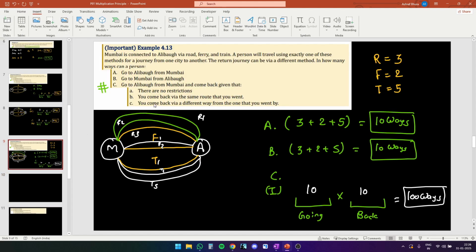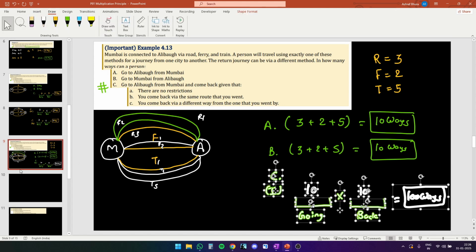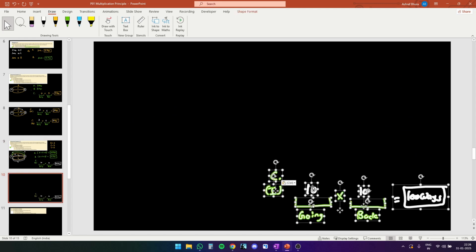Okay, we have a similar question. You come back via the same route that you went. So whatever route we have already chosen, we need to select the same route while coming back. So how does it change?